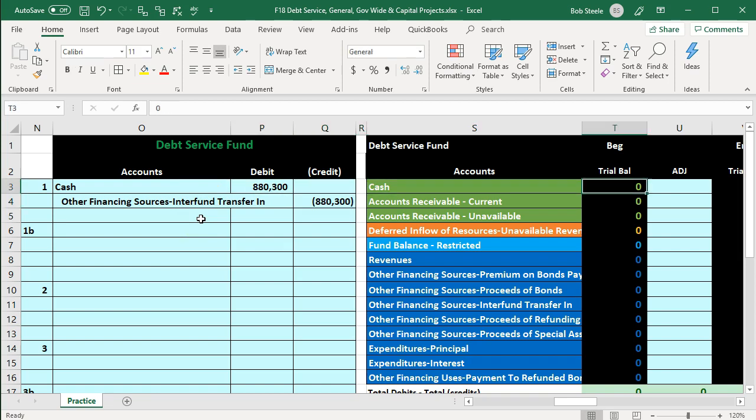Let's record the cash first. So we're going to be over here in cell U3 where we will say equals and scroll over to the debit. There's the increase there.